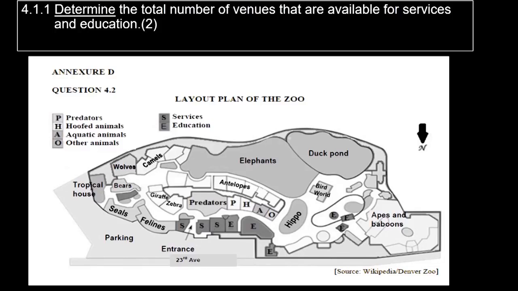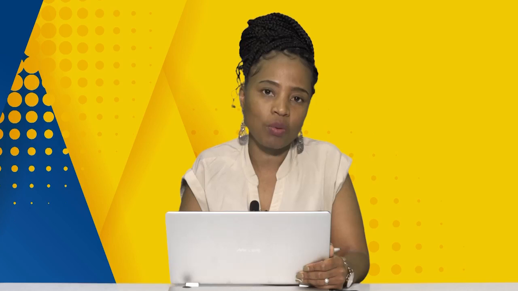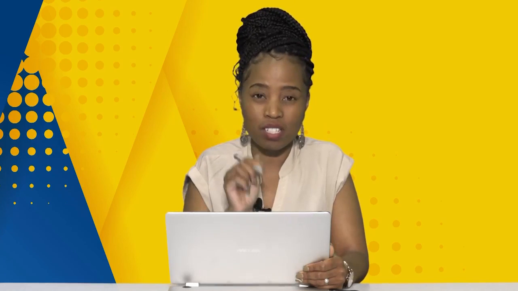It says they determine the total number of venues. What kind of venues are we looking for that are available for services and education? How will I find that out? My layout. Read the keys that you are given. Here you can see that S and E is what you're looking for, services and education. Go count them, and then you write them accordingly. Again, it's a level 1 question. All of us can answer, but we need to be able to go back and look at our information that is given so that we can answer that.